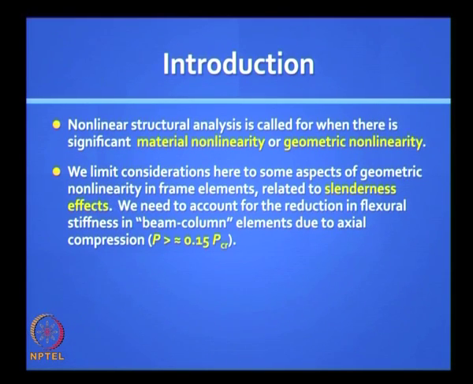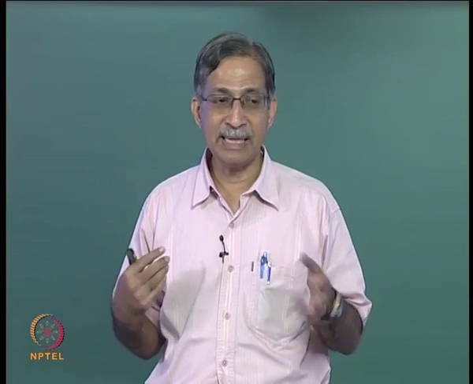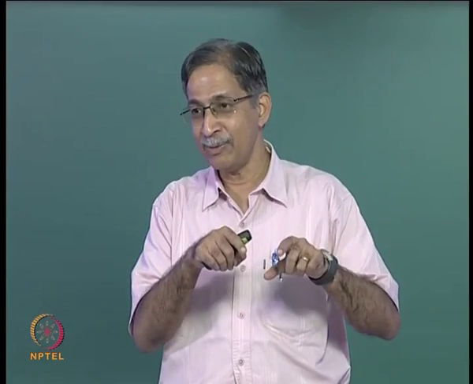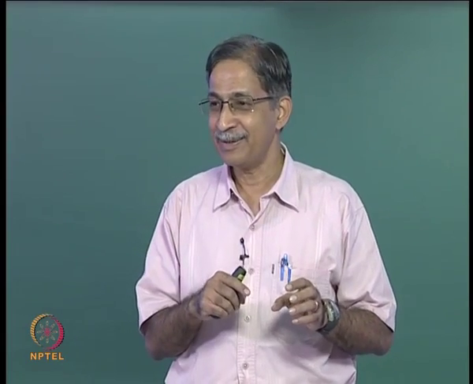But when the axial compression level is high, then it has a major effect in dictating your response. You will be underestimating your response if you ignore the interaction between axial stiffness and flexural stiffness, which we do in the normal frame analysis. Remember, we write EA by L and we put zeros, and we write 12 EI by L cubed. All that will change when there is a coupling between the axial compression and the bending. Okay, and so we call such elements beam columns. So we are going to look at those kinds of behavior.